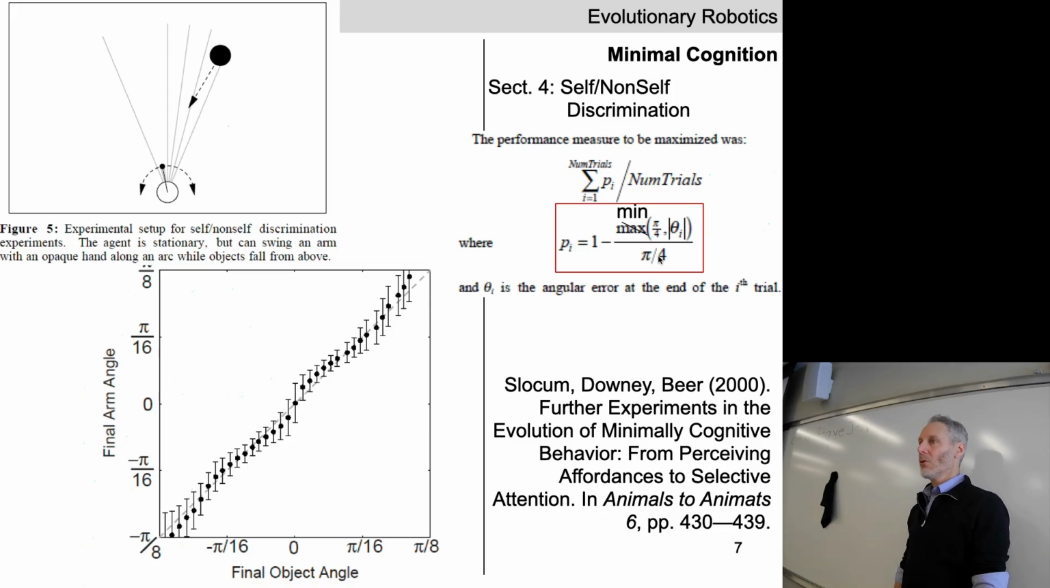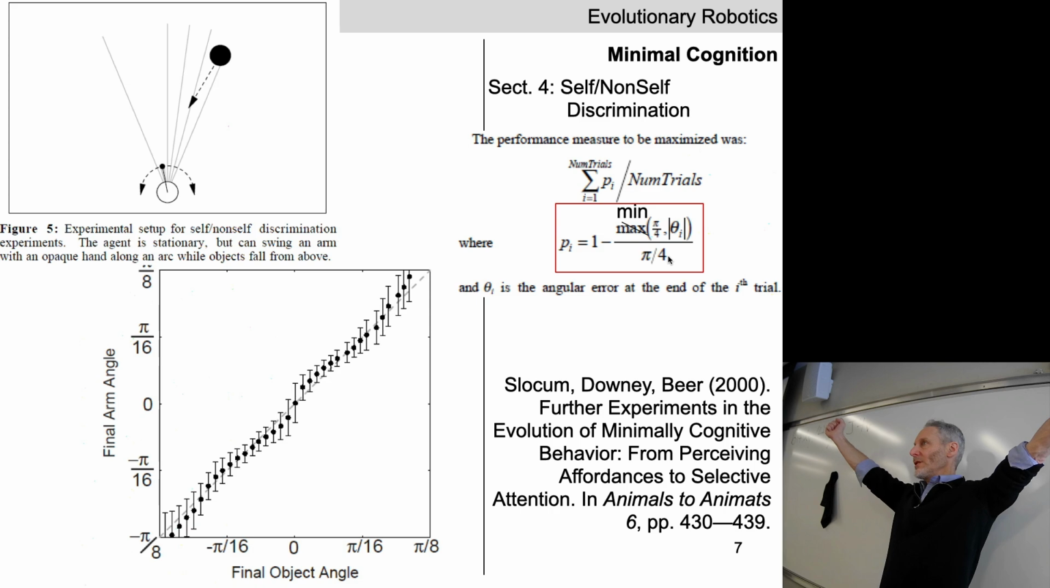between 0 and 1. So this term over here is 0 if the agent catches the object, and this value is, I guess, pi over 4 is the worst it can be. It's pi over 4 if it does really bad. That's all we need for our purposes today.